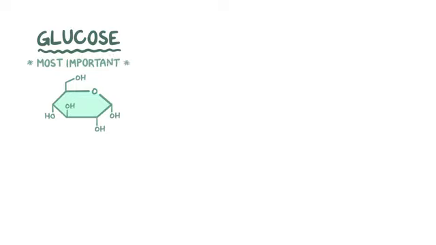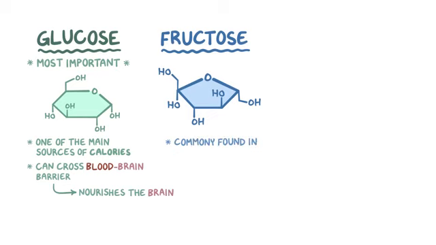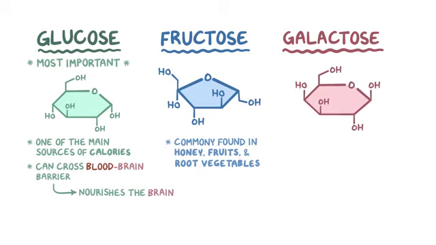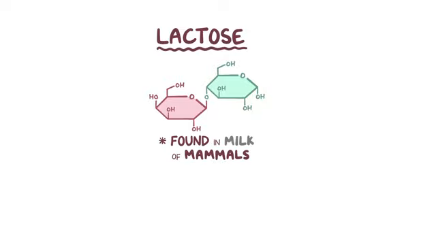Glucose is the most important member of the sugar family, and it's a monosaccharide. It's one of the main sources of calories for the body, and is able to cross the blood-brain barrier and nourish the brain. Another monosaccharide is fructose, which is commonly found in honey, fruits, and root vegetables. Finally, there's the monosaccharide galactose, known as milk sugar. It's known as milk sugar because it's only found in nature when it links with glucose to form lactose, a disaccharide found in the milk of mammals, which includes cow milk as well as human breast milk.